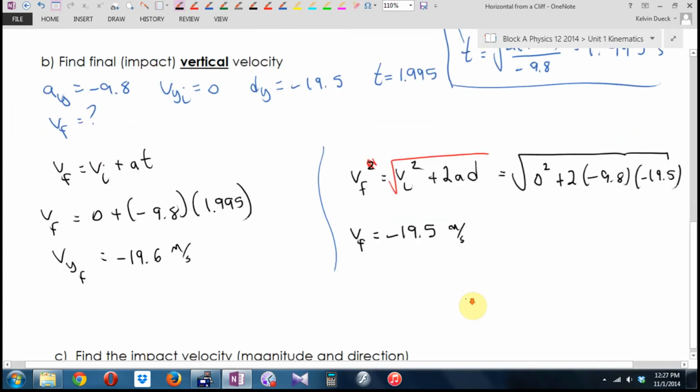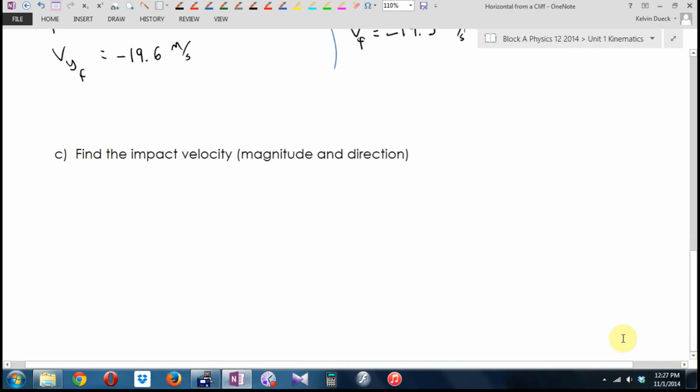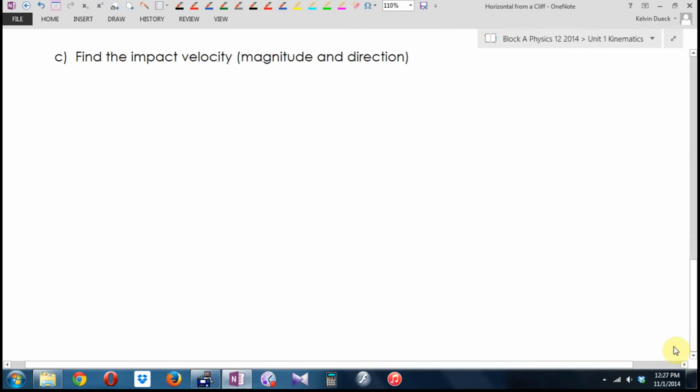What else could I ask? I could say, find the impact velocity, magnitude, and direction. Okay. What do I mean by the impact velocity? I mean when it hits the ground at an angle. Whomp. This is the impact velocity. So it hits the ground. When it comes and crashes into the ground, it's moving horizontally, and at the same time it's moving vertically. It's moving at an angle. Did I say angle? That's a job for components.